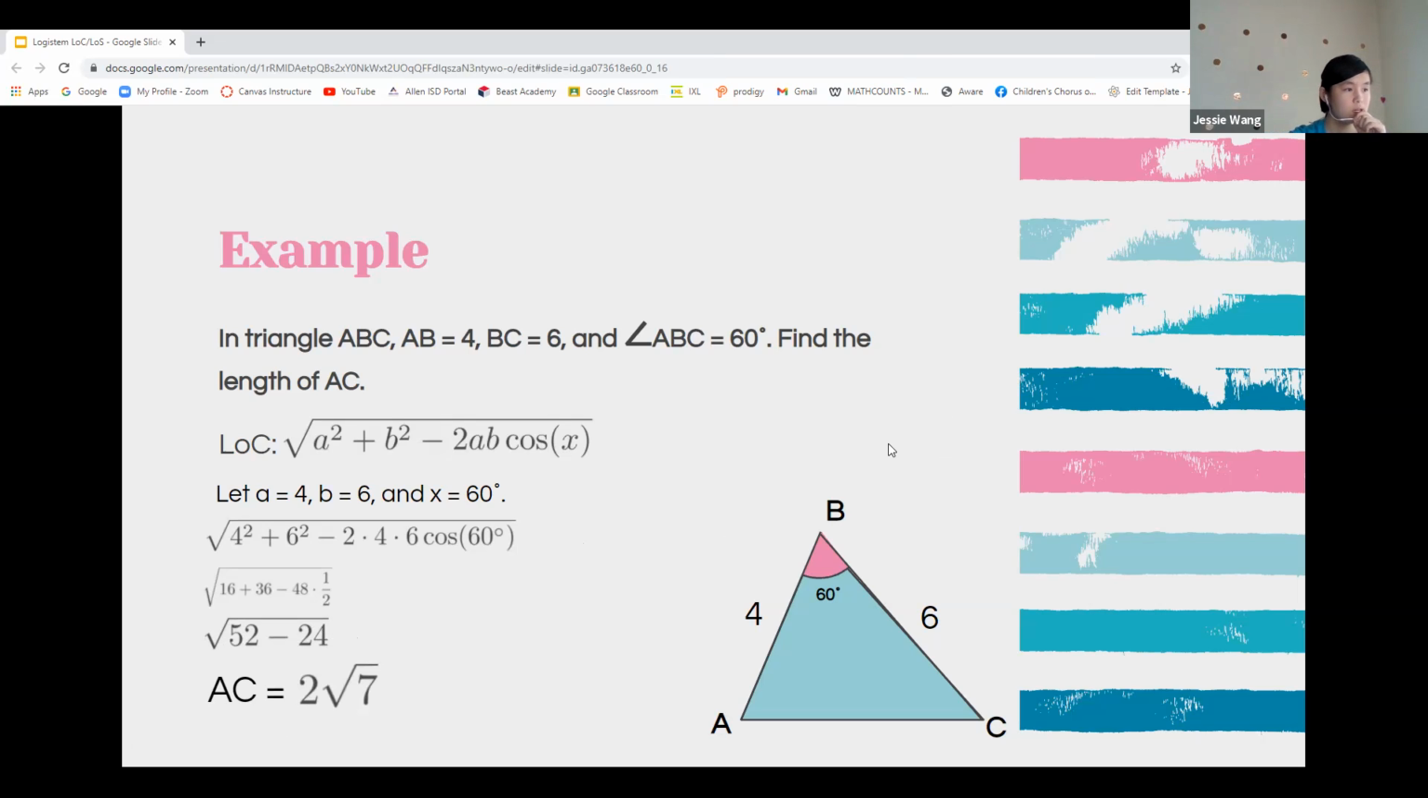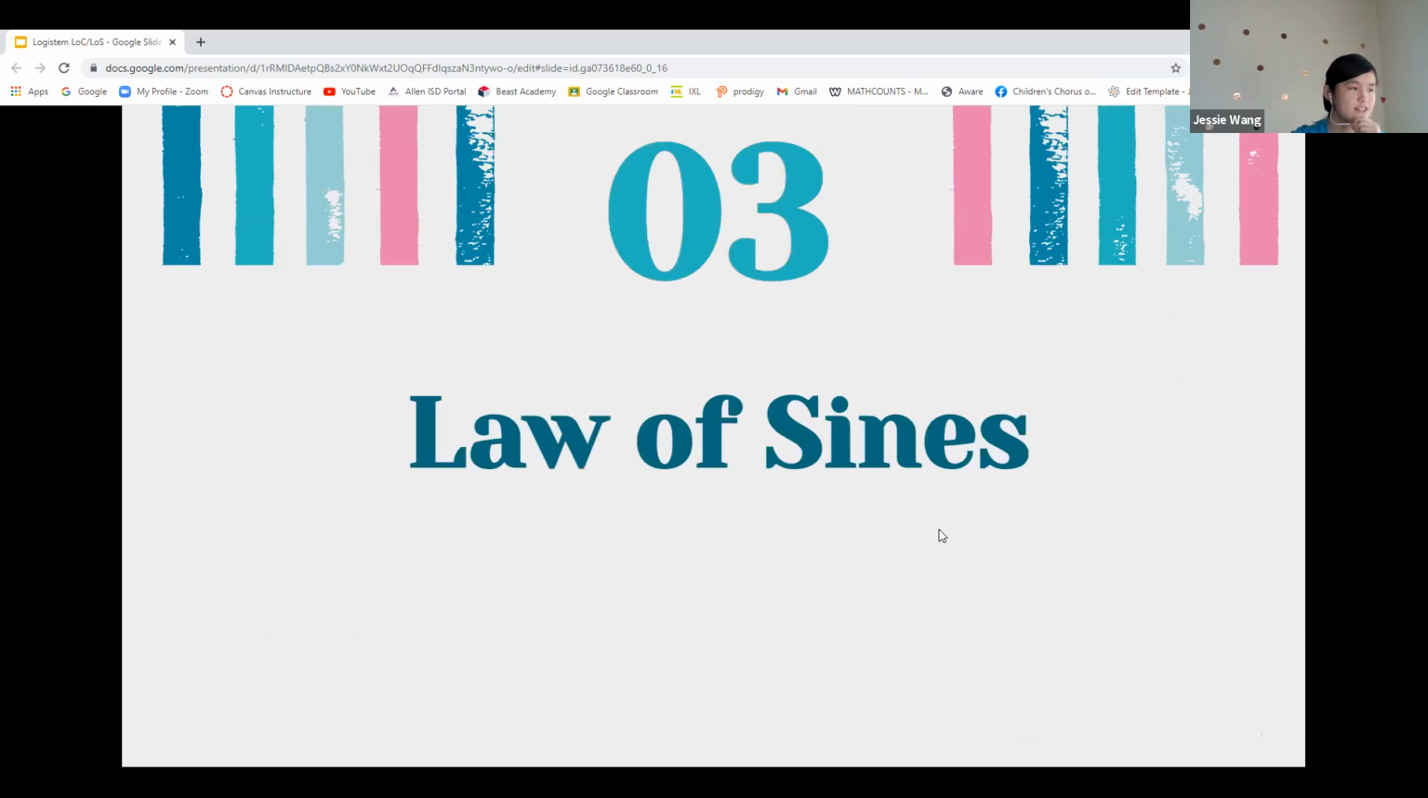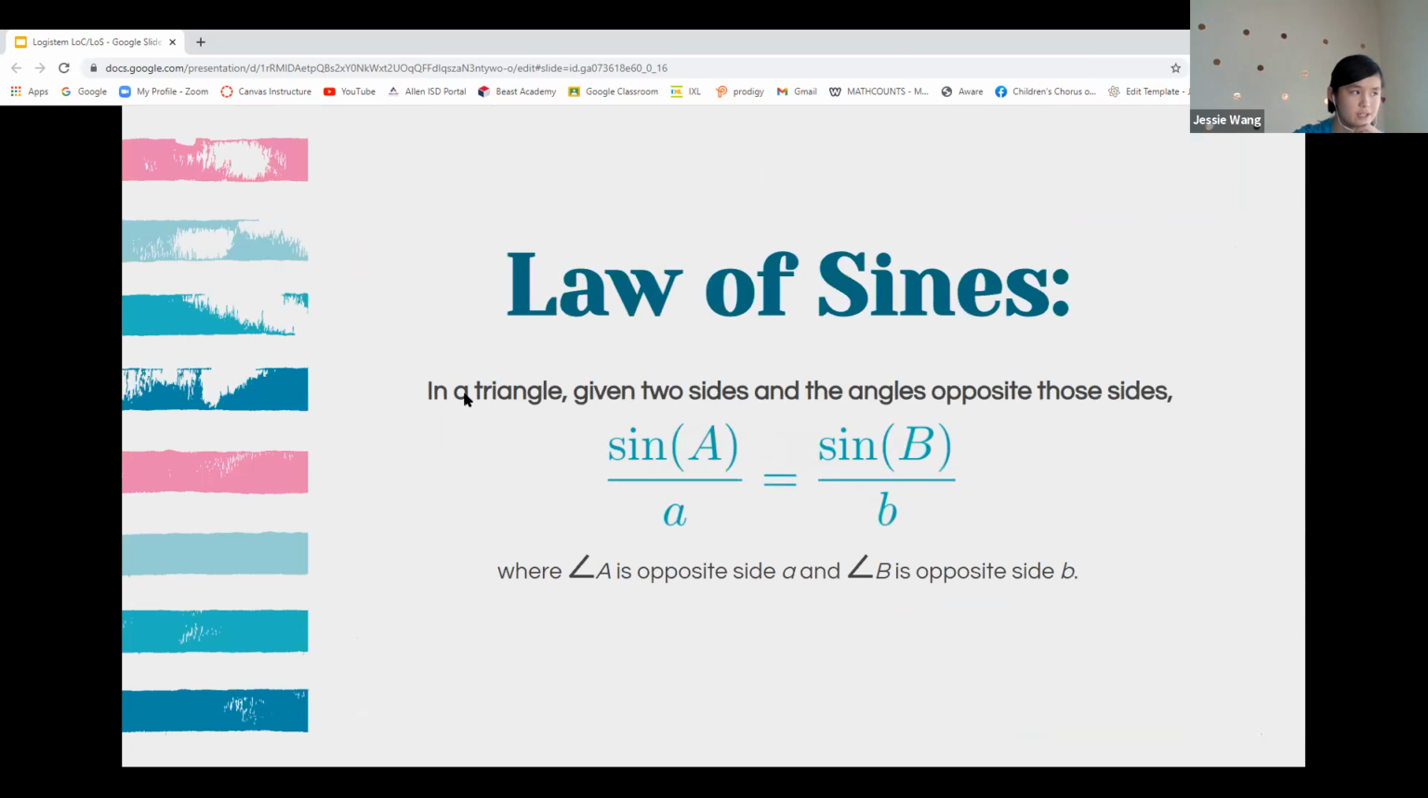Okay, let's move on to the law of sines. This is also something useful in triangles, although instead of using cosines, it uses sines. The law of sines states that in a triangle, given two sides and the angle opposite of those sides, sine of angle A over side length A equals sine of angle B over side length B, where A is the opposite side length of angle A and angle B is opposite of side B.